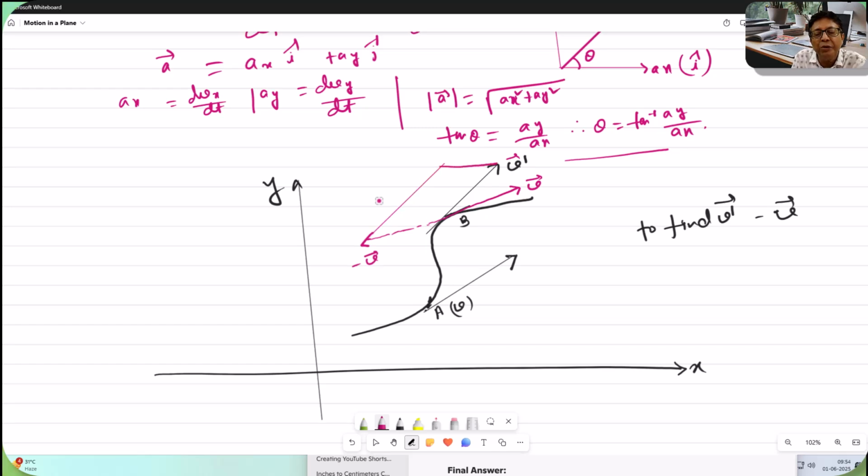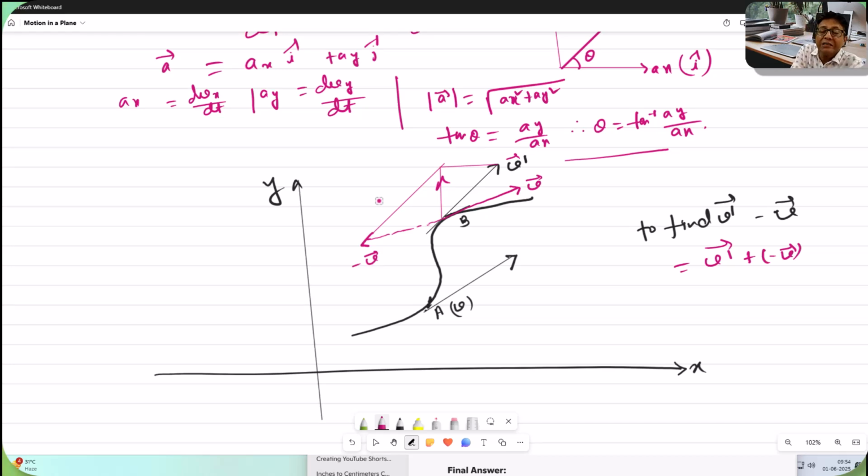because you know the diagonal of the parallelogram will represent that v dash plus minus v, it will be represented by the diagonal of the parallelogram. So this is the direction of v dash minus v. It is not perpendicular to the path, but the direction will be like this. Okay? This way you can understand.